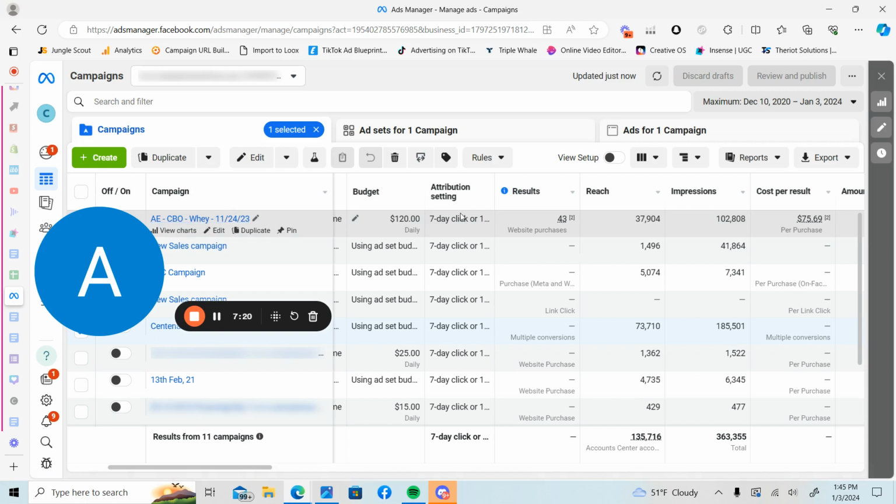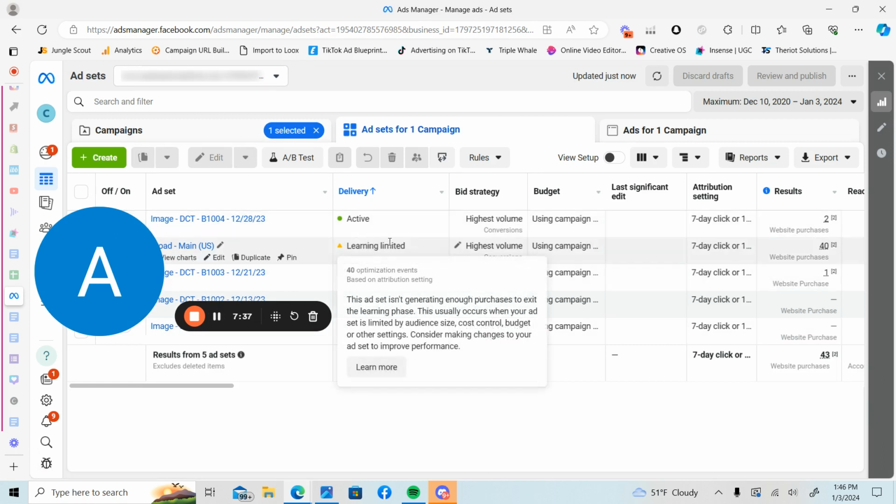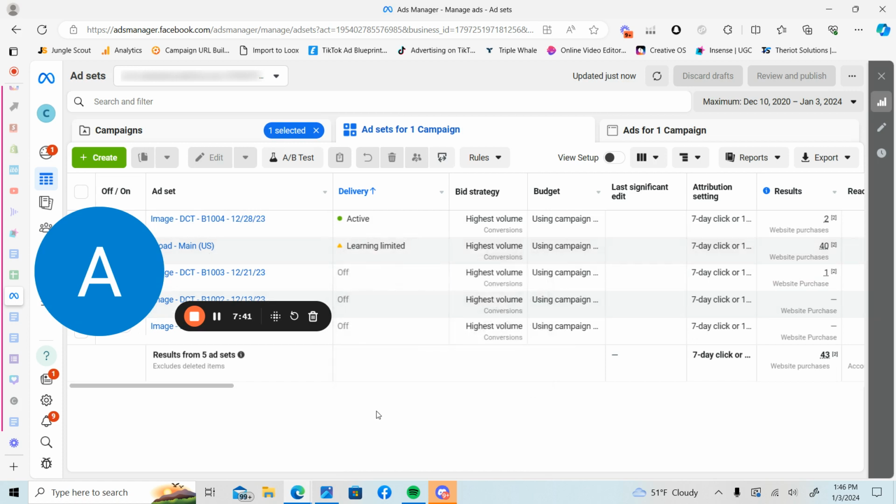So for us, seeing these results of a $75 cost per purchase at this stage is not bad at all for this particular product. Inside this campaign, we have one main ad set that we are running. So you can see it's still in learning, but we are getting somewhat close to exiting the learning phase. Like I'd said, still a new brand. We're fairly early in the process of getting their Facebook ads rolling.